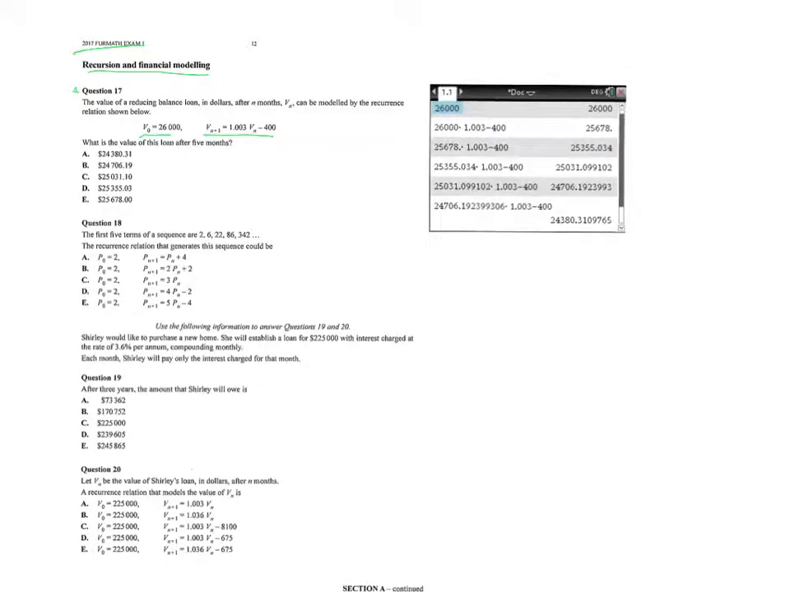So for the value after 5 months, the easiest way is to do it on the calculator. Press the V0 and press enter and it will come up here. Then on your next line, if you press times, it'll say answer here. Then you use the formula, which is times 1.003 minus 400, press enter. So this is the first month. If you keep pressing enter, you'll get the second, the third, the fourth, and there's the fifth month. So the value of the loan after 5 months is 24380, which up here is A.